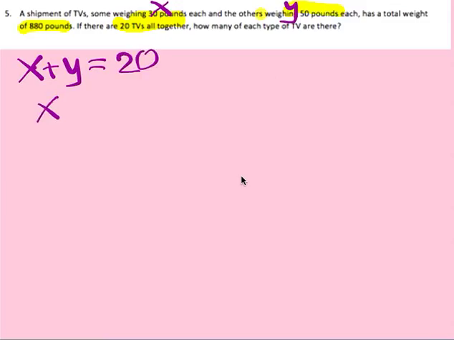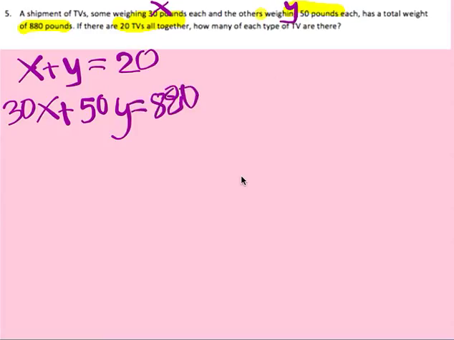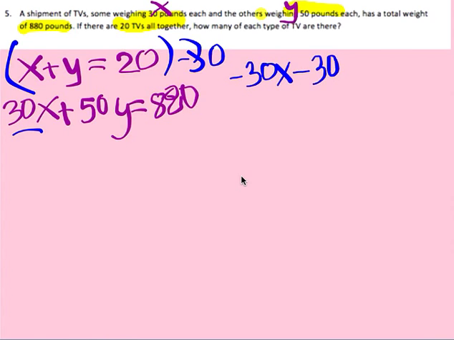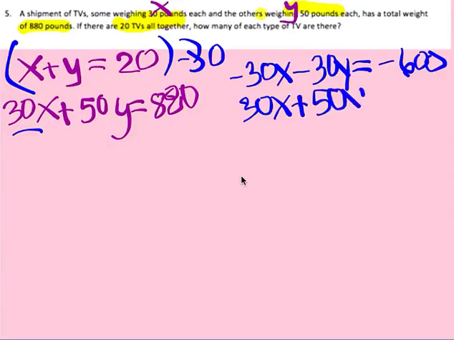So for every X 30-pound TV I have, it weighs, well, 30 pounds. For every Y 50-pound TV, it weighs, well, 50 pounds. And that's equal to 880. Okay, so now I'm going to take this top equation up here and multiply it by a negative 30 because that's going to make the x's cancel out. So let's rewrite what that would look like. So I would have a negative 30x minus 30y is equal to a negative 600. So then I have 30x plus 50y is equal to 880.